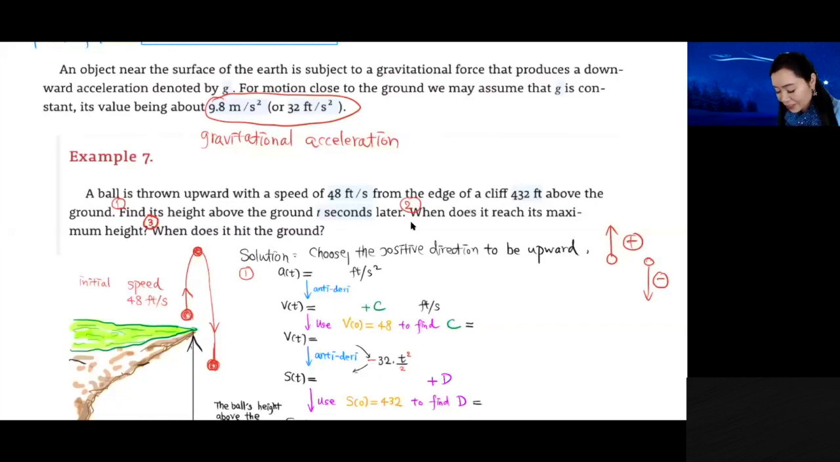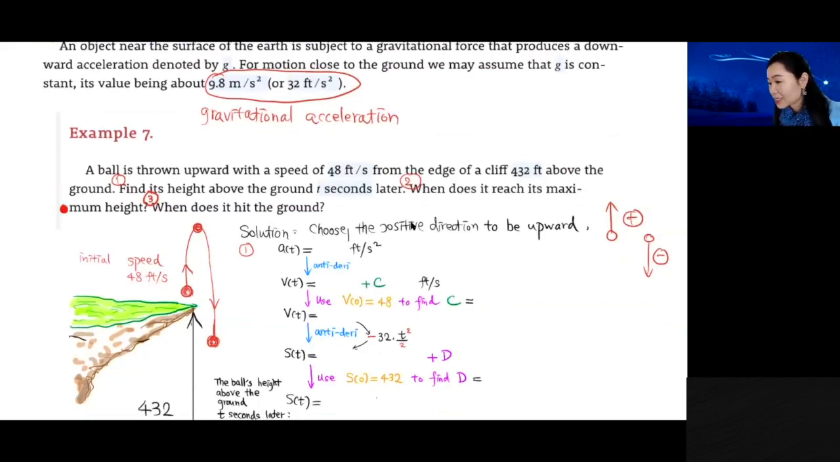Now I would like to ask another volunteer to read this to the class. Do you think you can read this to the class, from here to here? Okay, go ahead. A ball is thrown upward with a speed of 48 feet per second from the edge of a cliff 432 feet above the ground. Find its height above the ground t seconds later. When does it reach its maximum height? When does it hit the ground? Perfect. Good job.